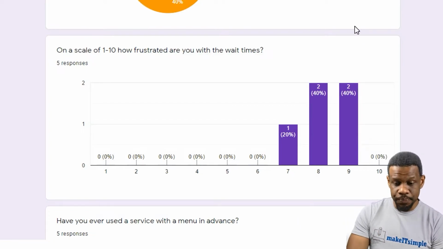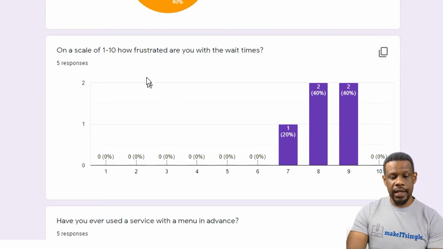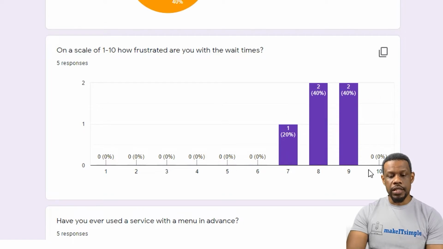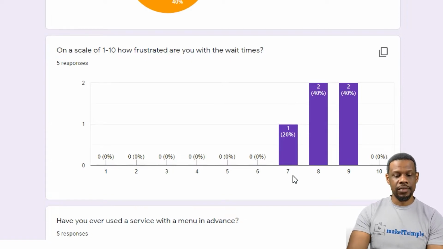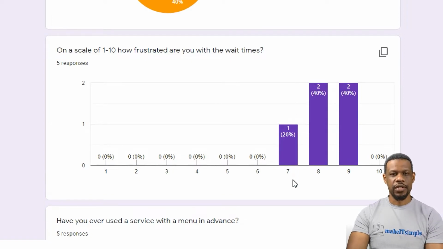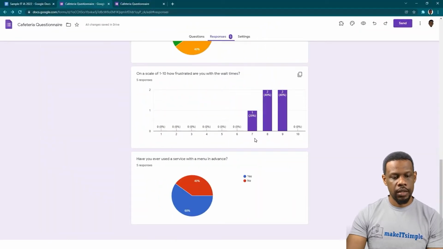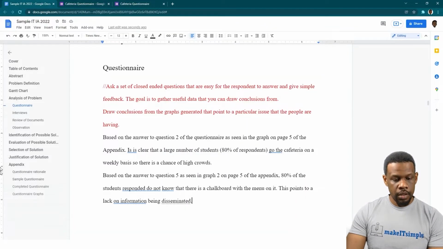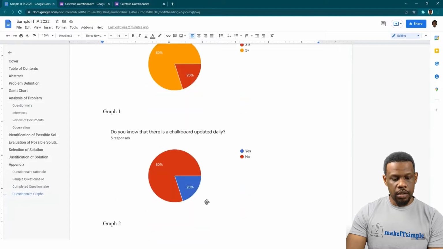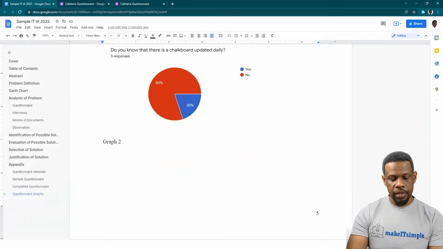But that's okay, right? So we copy this guy here. How frustrated are you? You could see that all respondents, 100% of respondents, are at least 70% frustrated or some kind of thing like that. So I could go to my graph, go to my appendix, questionnaire graphs, and put it down here. After graph 2 will be graph 3, right? All you need is 3 points or something, and it should be okay.